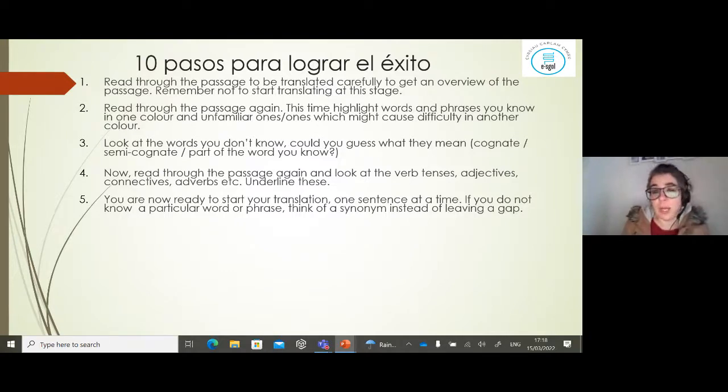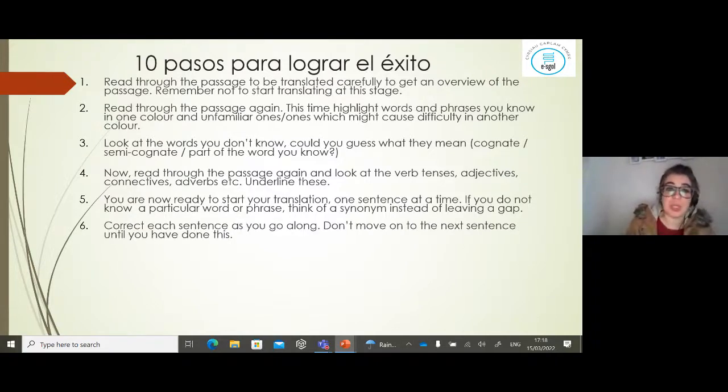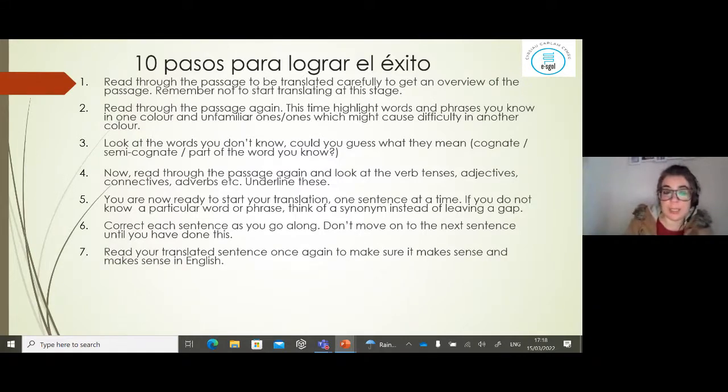If you're unsure of a particular word, try to find a synonym. Try to work out the meaning from the context. If the worst comes to the worst, guess it, but just don't leave the gap, don't leave a blank. Try to self-assess each sentence as you go along, and before you move to the next sentence, to the next tense. And it's important to go to step number 7 again.